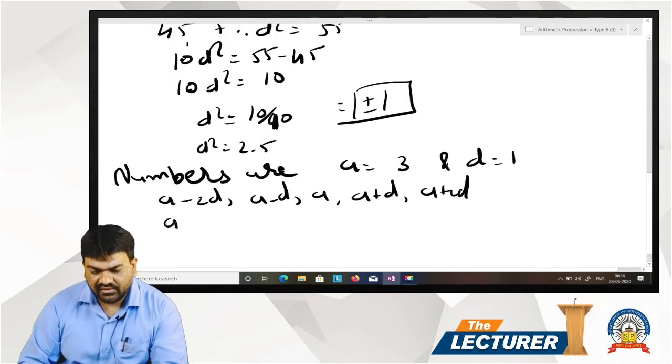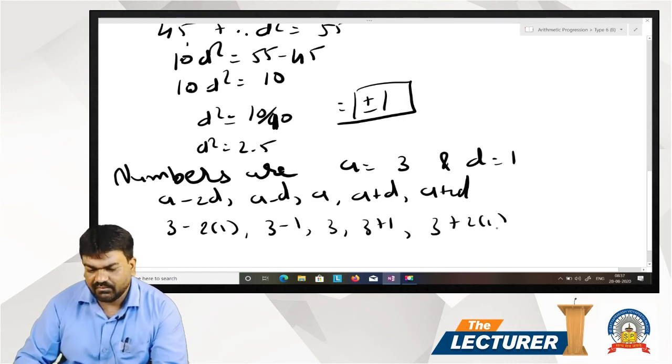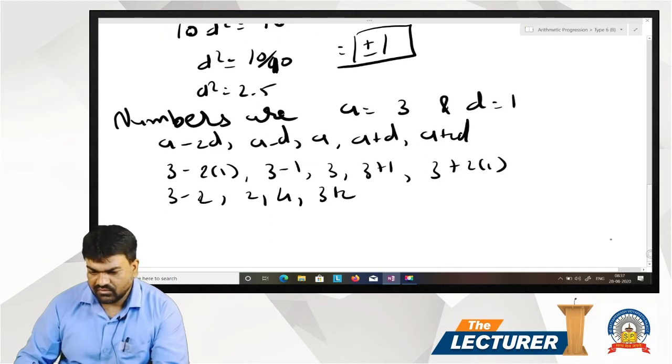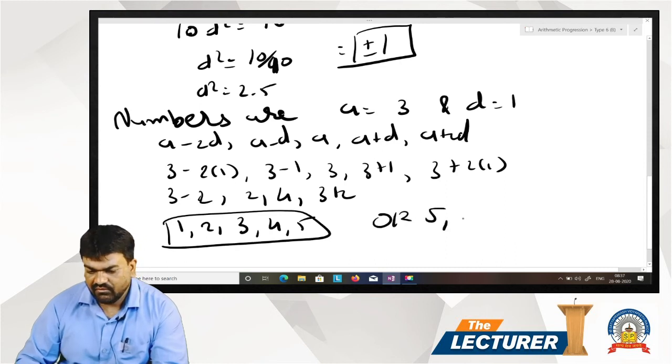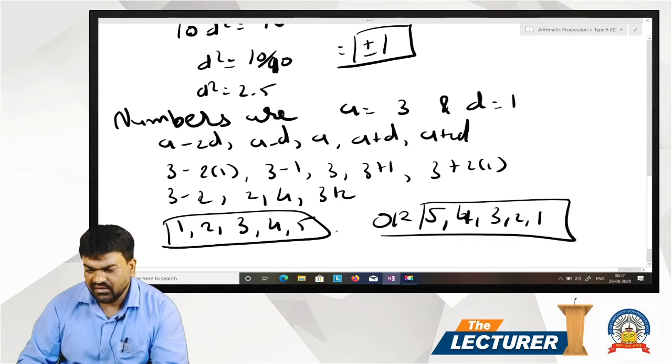So a, that is 3: 3 minus 2 multiplied by 1, 3 minus 1, 3 plus 1, 3 plus 2 multiplied by 1. 3 minus 2, 3 minus 1 that is 2, 3 plus 1 that is 4, 3 plus 2. So 1, 2, 3, 4 and 5. Or 5, 4, 3, 2, 1. These are the numbers.